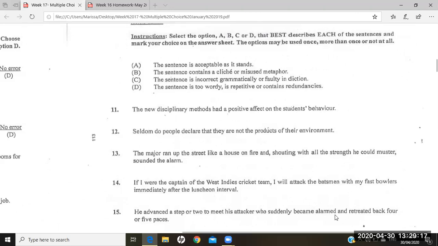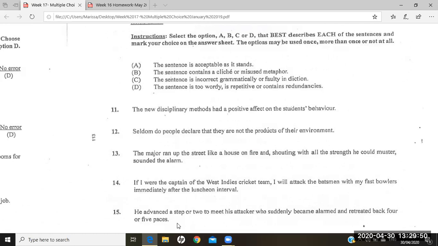There's an error. The sentence is not acceptable. See. What is it? C, miss. It is C, yes. Which part of the sentence is wrong? It is C, and C says it is incorrect grammatically or faulty in diction. It has I will instead of I would. Very good. The issue is with the tense here. It's supposed to be I would. Very good. And the last one, number 15.